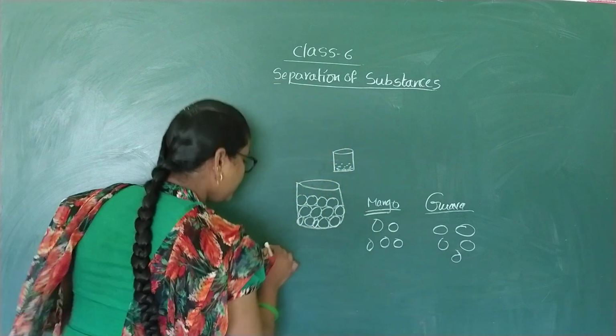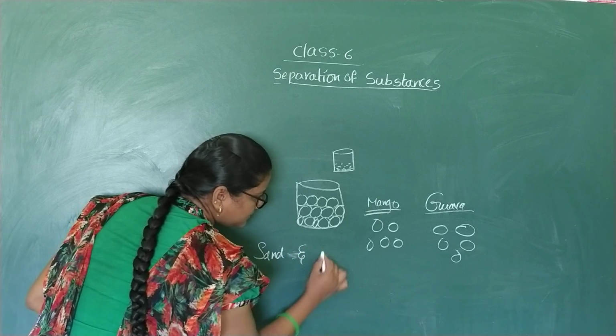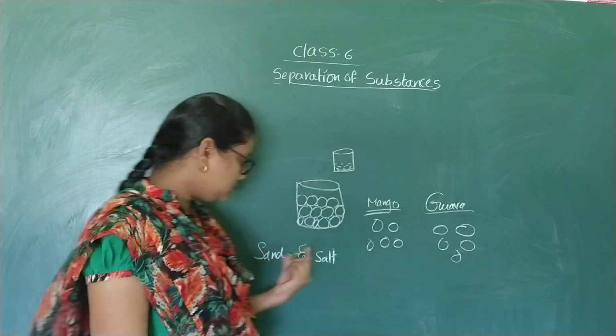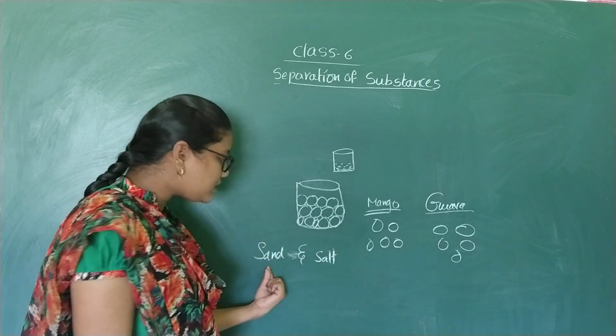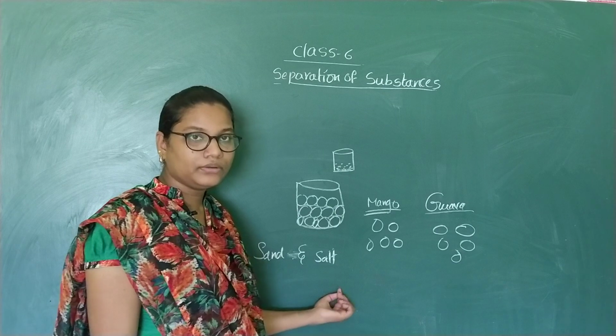For example, sand and salt. We will take one glass and then we add sand and salt. Is it possible to separate them?